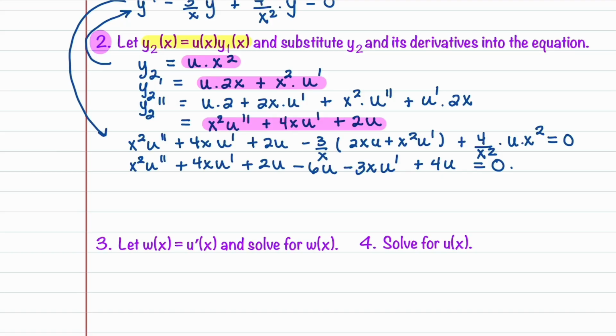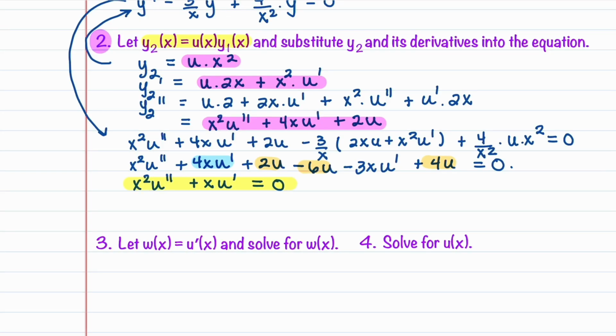Now let's combine everything. We have an x squared u double prime. We have a u prime here and here, so this gives us a plus x u prime. And then we have a 2u, a minus 6u, and a 4u. So 2 minus 6 is minus 4, plus 4 is 0. So the u term goes away, and that's equal to 0. Reduction of order is designed so that the u term always goes away. Let's highlight the equation that we got before we go on to the next step.